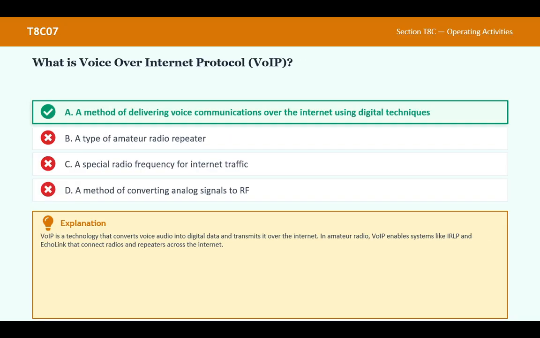What is Voice over Internet Protocol, or VoIP? A. A method of delivering voice communication over the Internet using digital techniques. VoIP is a technology that converts voice audio into digital data and transmits it over the Internet. In amateur radio, VoIP enables systems like IRLP and Echolink that connect radios and repeaters across the Internet.